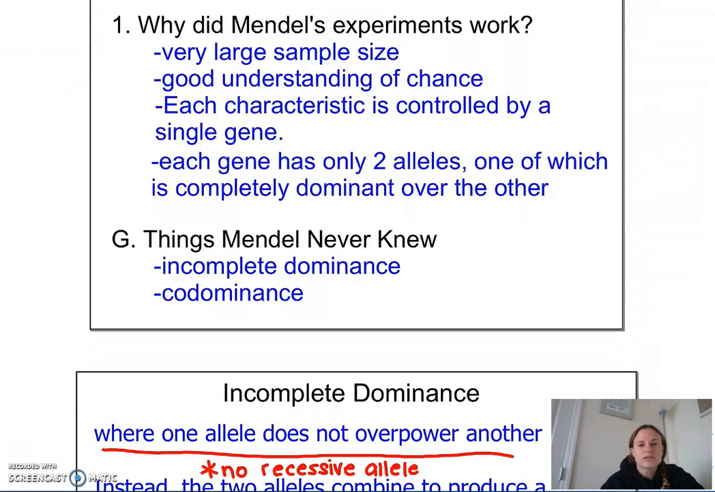Furthermore, each characteristic was controlled by a single gene, where that gene only had two alleles. It only had two versions, one of which was completely dominant over the other. So for example, for flower color, purple was completely dominant over white. For seed color, yellow was completely dominant over green. So Mendel never knew about incomplete dominance or codominance.